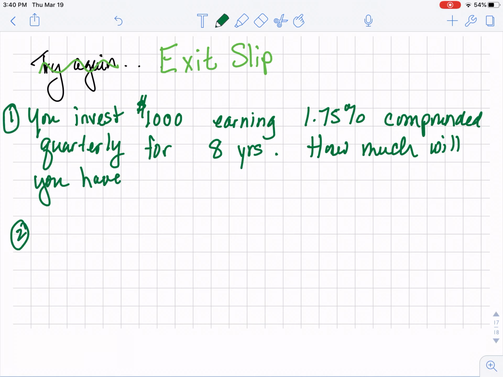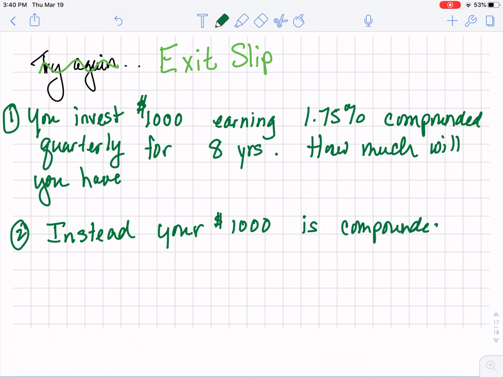I'm going to do number 2. Let's say now instead, your $1,000 is compounded continuously at 1.75%. So you should think about that. The more it's compounding, the more interest you're getting, because your interest is earning interest quicker. All right, there's your exit slip.